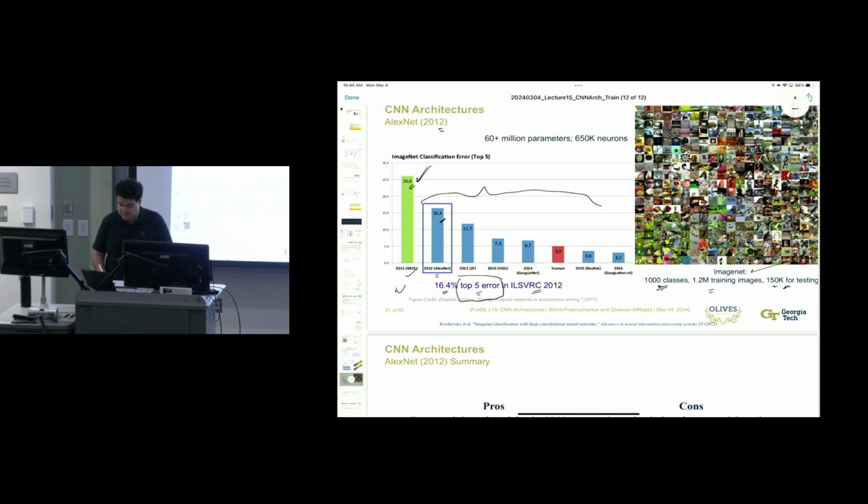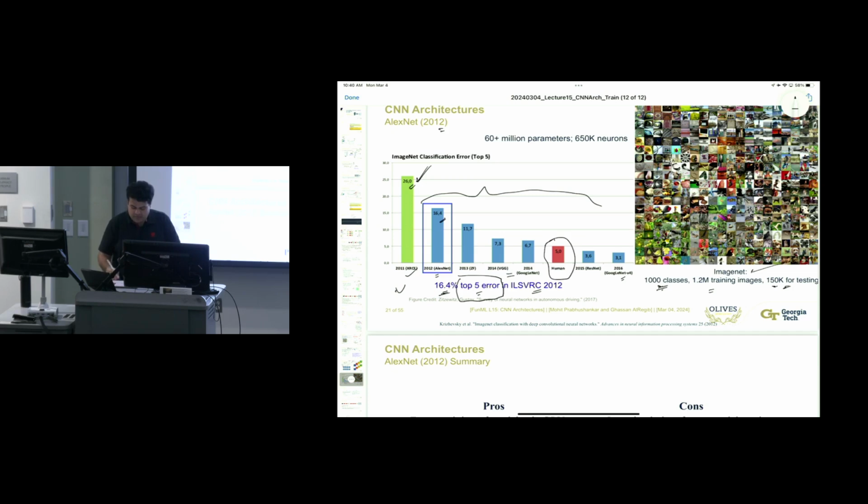The number of testing images, I don't know if I mentioned this, is itself 150,000 images. So when we say that error rate of 16.4%, it's still substantial, right? On 150,000 images, 16.4% essentially means that there's about 20,000 images that have been misclassified. So there's a lot more room for improvement, and that is essentially what the next few years were. Until about 2015, 2016, ResNet architectures, we still wanted to make sure that we did the best possible.